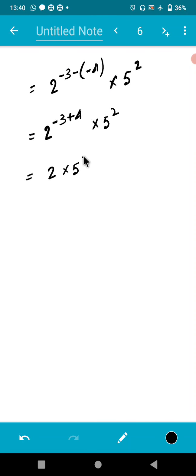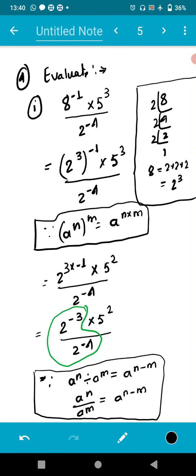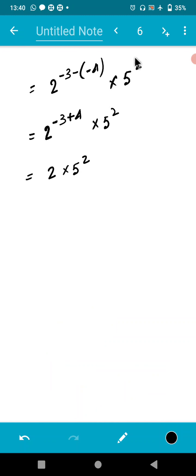And 5 square, or 5 cube? Let me just see. No, it's 5 cube actually. I've written it wrong. So it would be 5 cube, students. Okay, so it would be 5 cube. Now let's expand this. That will be 5 into 5 into 5, and your required answer would be what? 250. Okay, so this is the required answer of sum number 1 of question number 4.